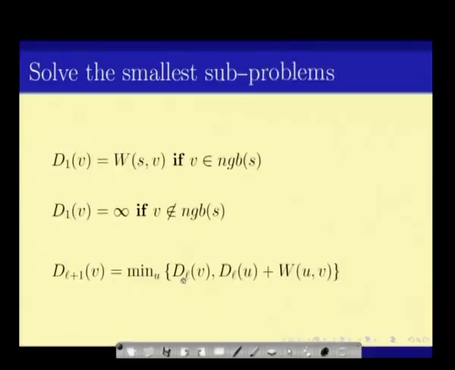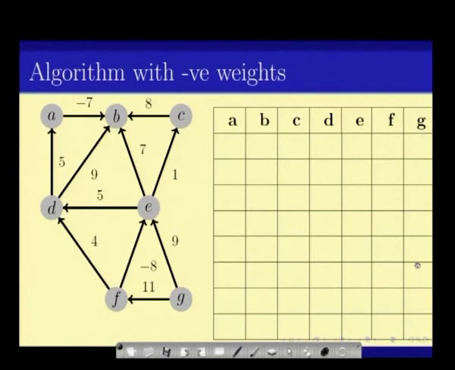So, D_{L+1}(V) will become the minimum over all possible vertices U of D_L(U), which means the shortest path using at most L edges, plus the edge UV: you come to your U and then you take the edge UV. So, once you have this kind of a beautiful recursion, let us see how we can use it, and this is what we do.